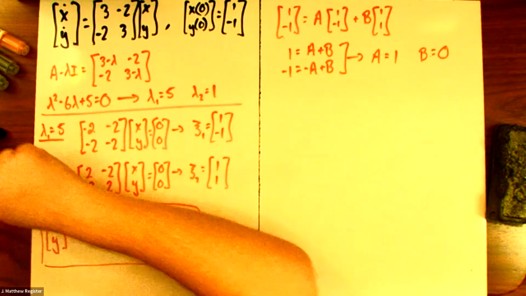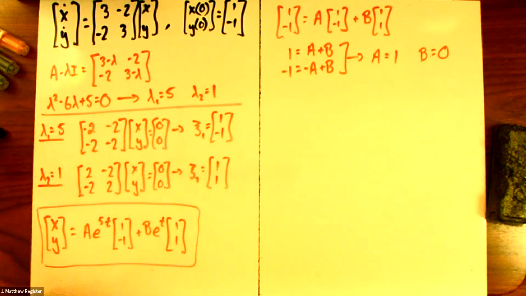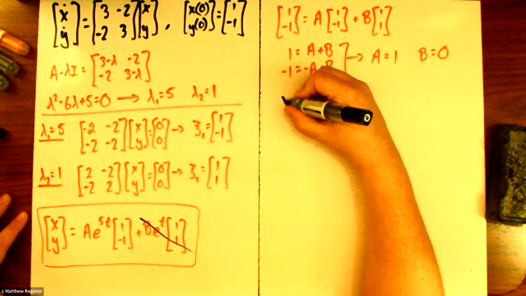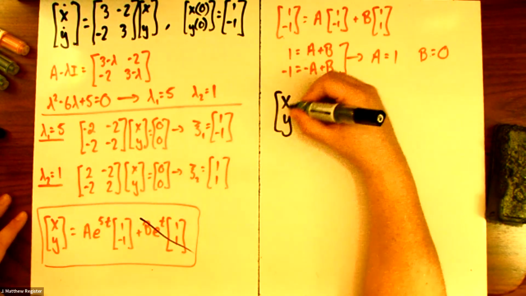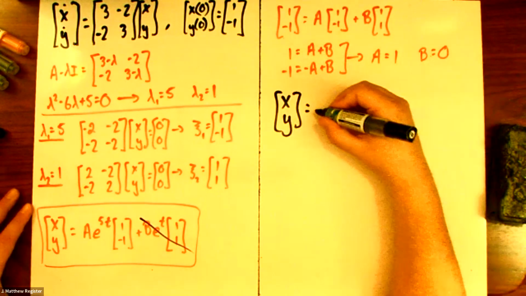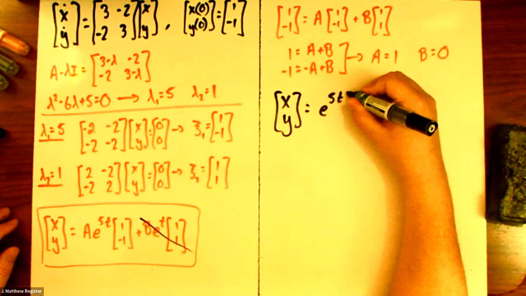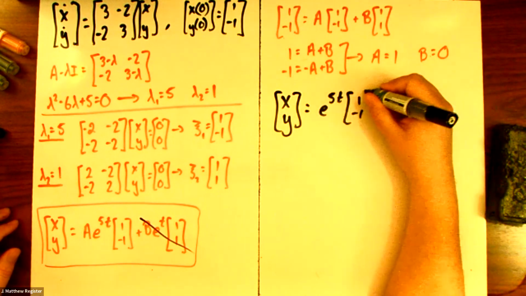Once we have that, we can plug that in and get our particular solution. So a is 1, b is 0. That means this term is gone. And so our particular solution is (x, y) is equal to 1 e to the 5t times (1, -1).